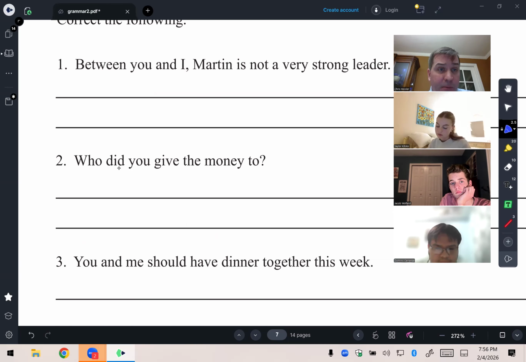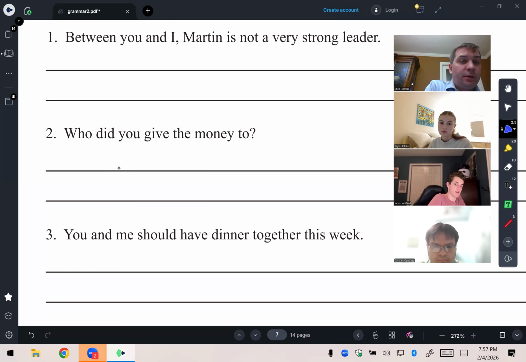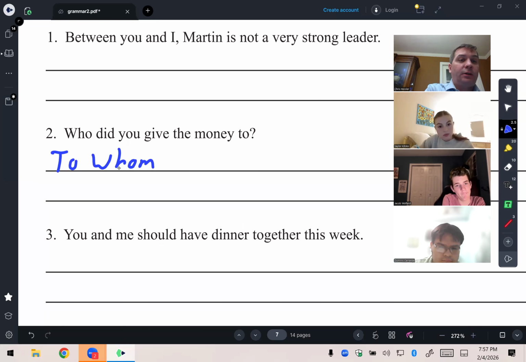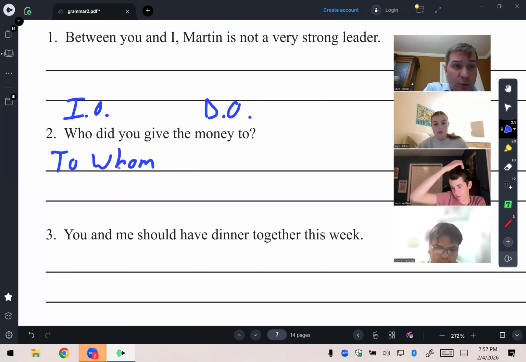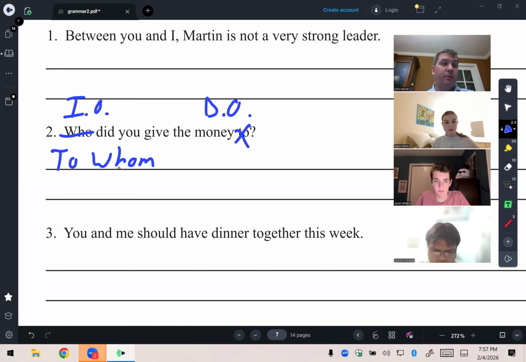Object of the preposition. Who did you give the money to? And to is a preposition. Go ahead, Jake. To whom did you give the money? Perfect. You made both corrections, which is awesome. So who becomes whom because it's the object, the indirect object, and the direct object was the money, and the subject is you. To whom did you give the money? And we're no longer ending the sentence on a preposition, which we shouldn't do. It just sounds informal.